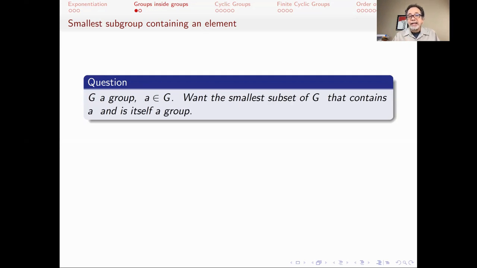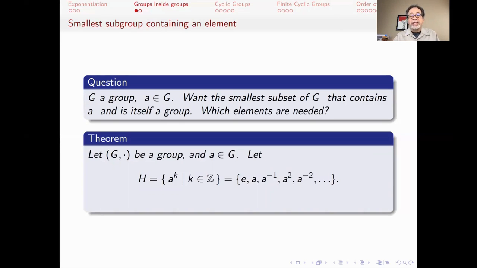Of course, you need identity, you need A inverse, but you need other things. You need A times A, and you need the inverse of that. You need A cubed and the inverse of that, and so forth. So you need A to all powers.